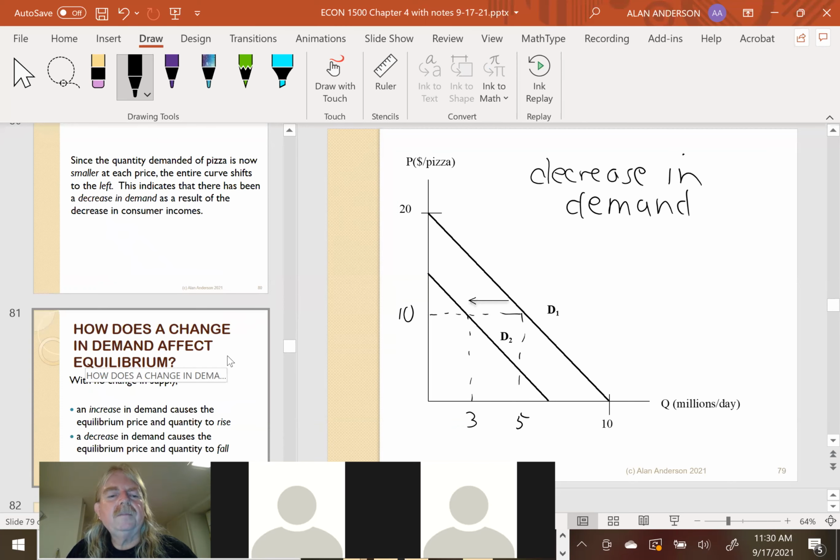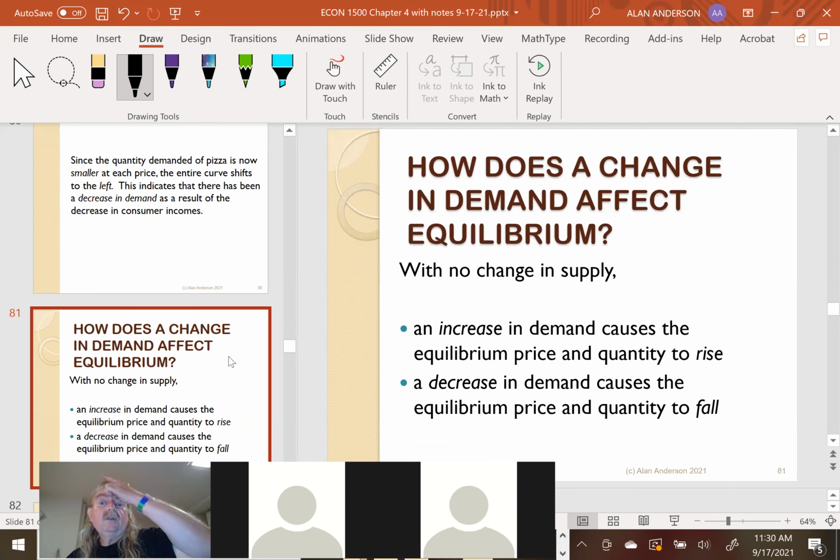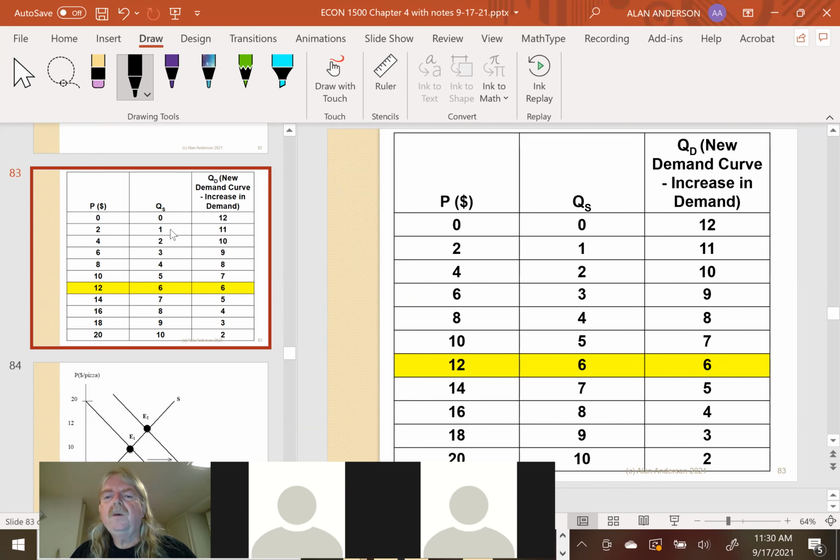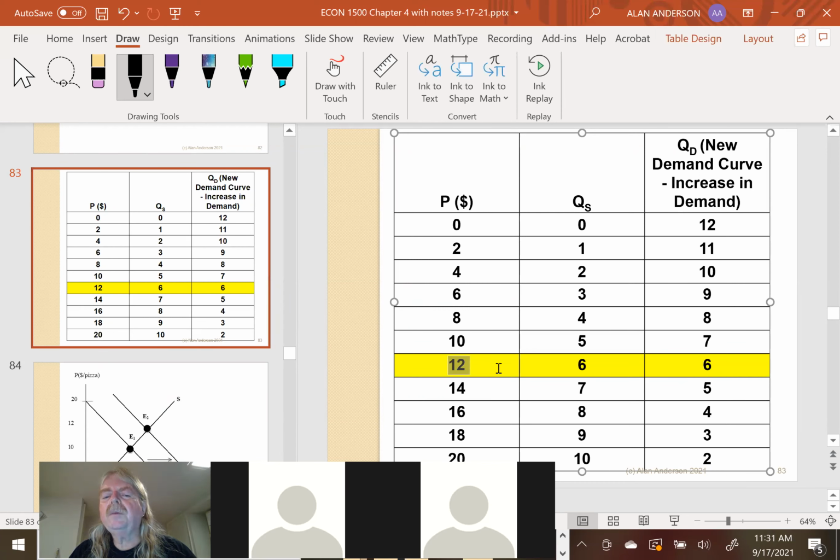Now, what does this do to our equilibrium? Aha. Rather than having you memorize this chart here, let me just show you. What I did here was take the original supply and demand schedules, and, sorry, this is the new demand curve that resulted from an increase in the demand for pizza. Not the original one, but the new one. All the numbers are 2 higher than they used to be. And so now, look what happens. The equilibrium price is higher. It's 12 instead of 10. And the equilibrium quantity is higher as well, 6 instead of 5.